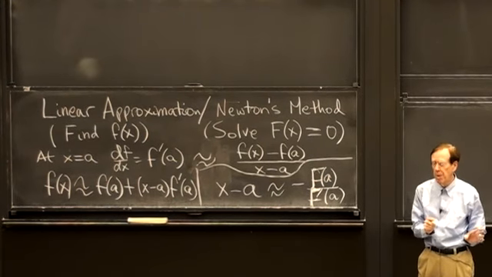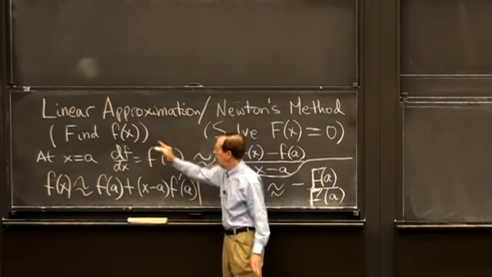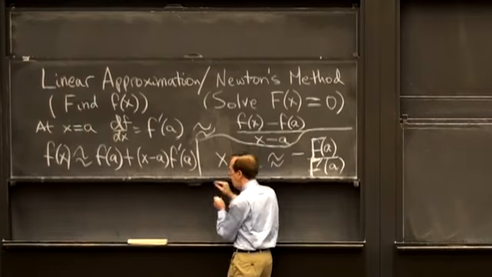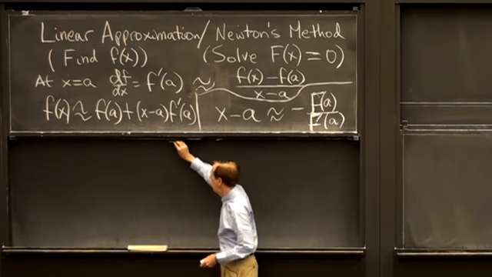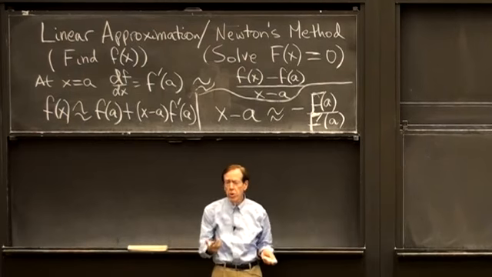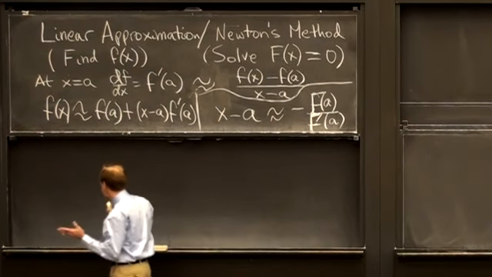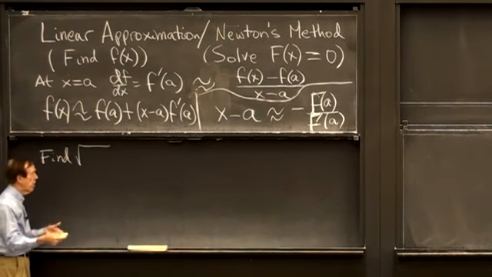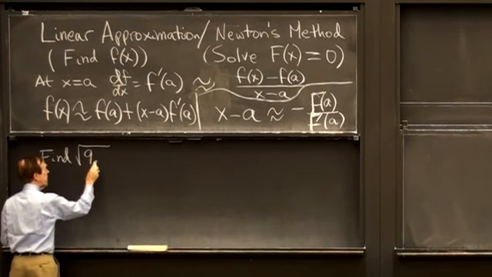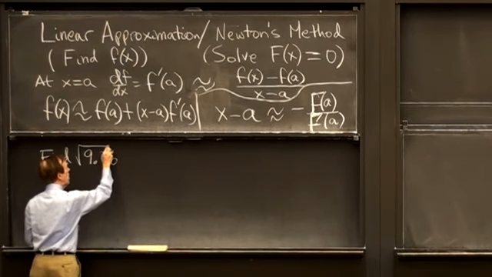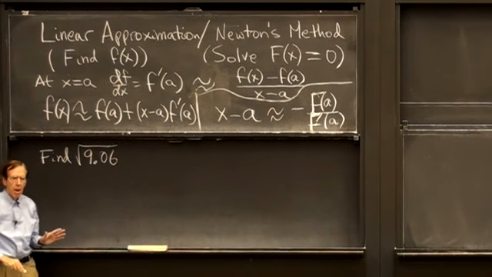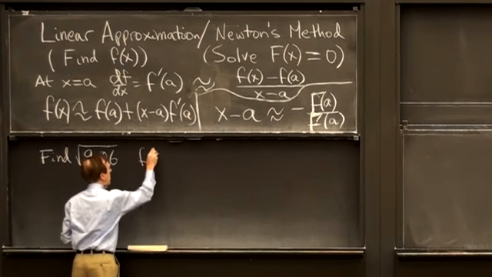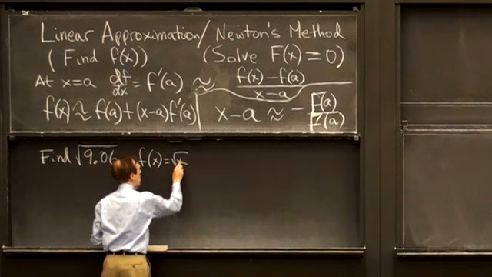So I'm ready for an example, starting with approximation. So here's my problem. Find the square root, or approximate square root, of 9.06. I'm shifting away from 9 a little bit. How does that fit this example? My function is the square root function, x to the 1/2.